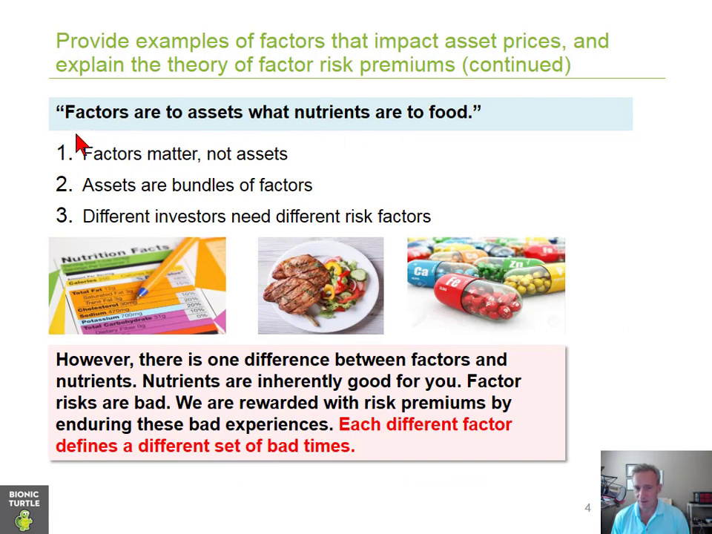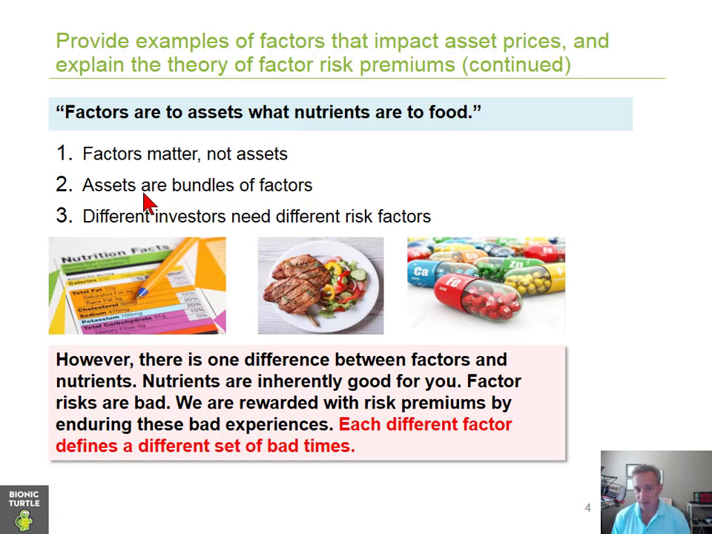Okay, so factor theory. Well, I pulled this quote out because there's a nice description there, a nice analogy, I probably should say. Factors are to assets what nutrients are to food. So I think that's kind of a neat metaphor, and a key idea here is that factors are not assets, and we want to move beyond asset labels. So three subpoints. He's saying that it's factors that matter, not the asset labels that we traditionally think about when we think about asset allocation.